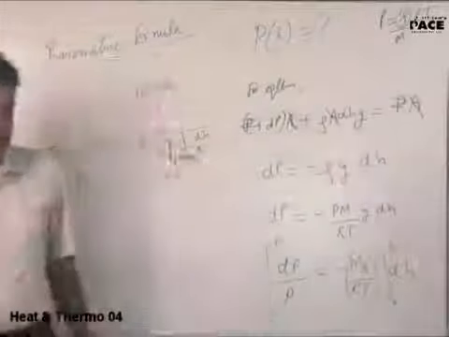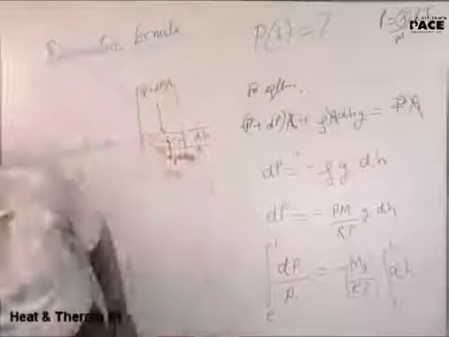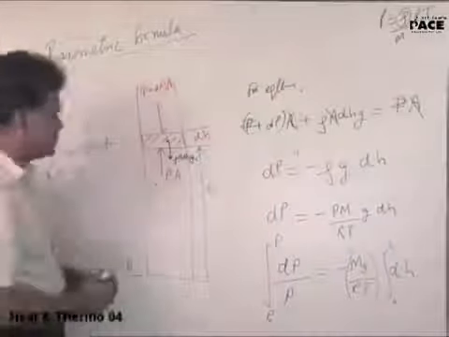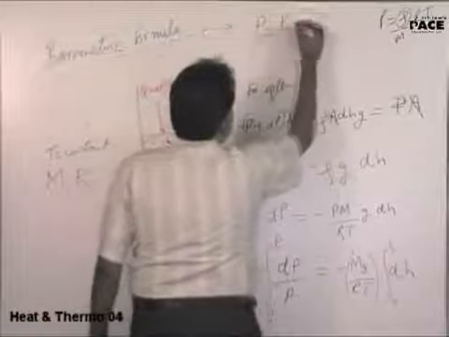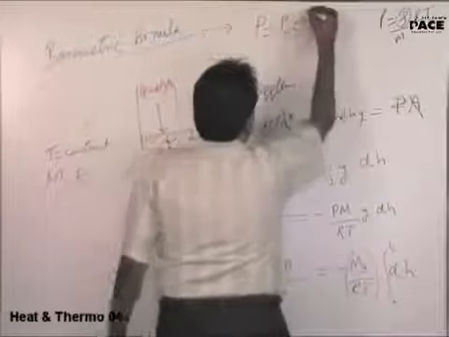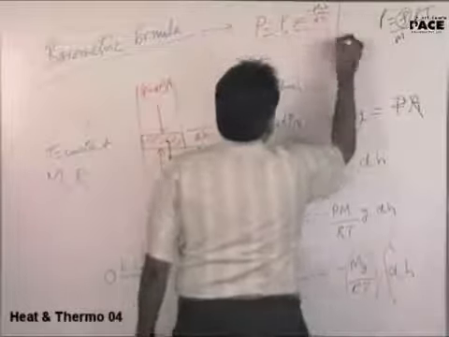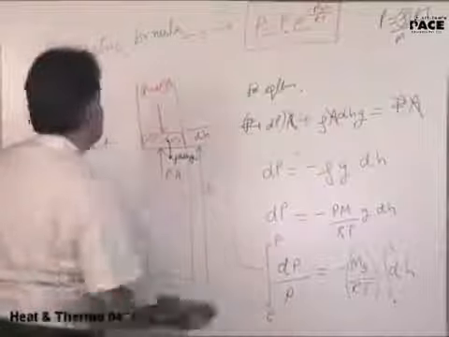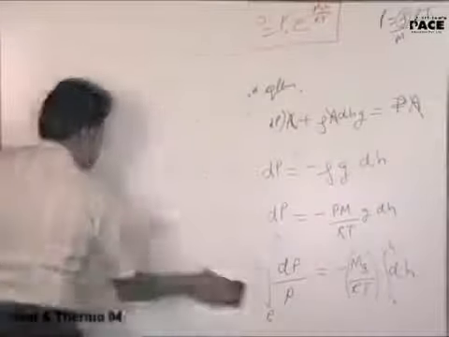So what's the pressure you get? P equals P naught e power minus mgh by RT. So I'm writing it here on top. The result that you get by integrating this, P equals P naught e power minus mgh by RT. This is known as the barometric formula. So next question, which is in a similar concept.